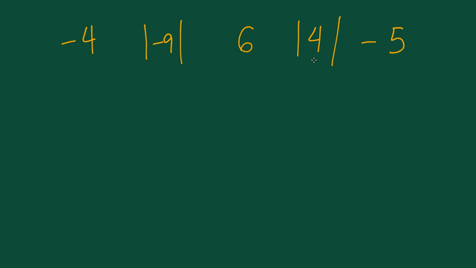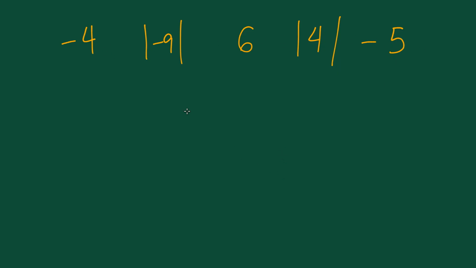So, what if we wanted to order then? What if we wanted to order -4, -9, 6, the absolute value of 4, and -5? What if we wanted to order these from least to greatest?